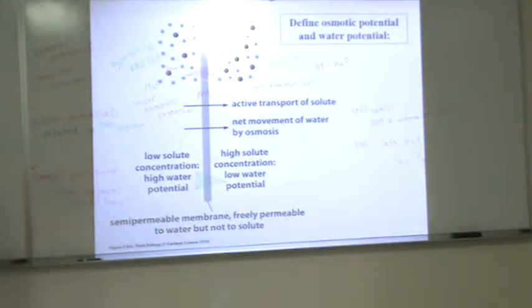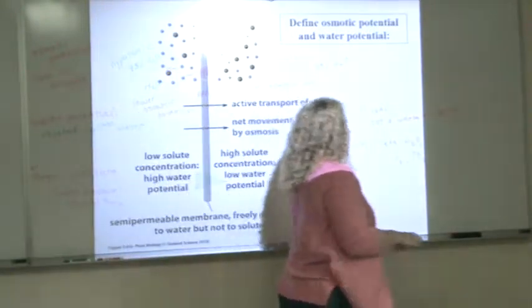Does that make sense? Osmotic potential is soluteness. Water potential is dilutedness. I don't care how you remember it, but you need to be able to label where is high water potential, low water potential, which side is greater osmotic potential, and so on. This slide's really important. Know these definitions. I'm going to erase and move on to the next.